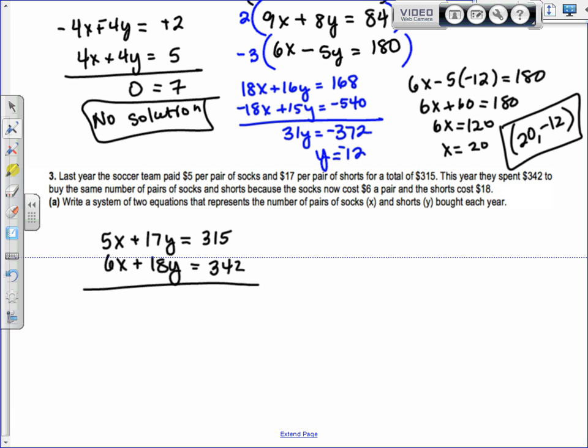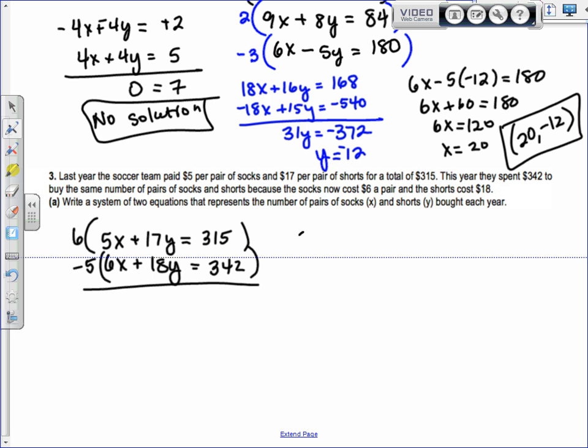All right, you cannot add straight down right now because you have 5x, you have 6x, you have 17y, and 18y. So I'm guessing you want to make the x's the same because they're smaller numbers. So let's multiply the top one by 6 and the bottom one by negative 5. Help me out, be calculated out. Yeah, you can do fractions. If you're comfortable with fractions, you can go for it.